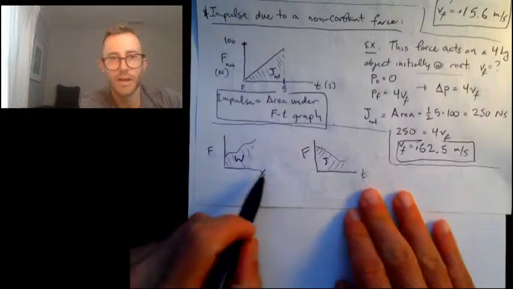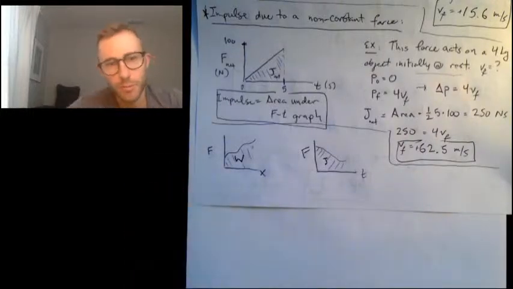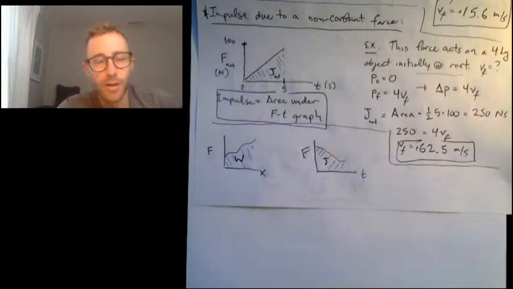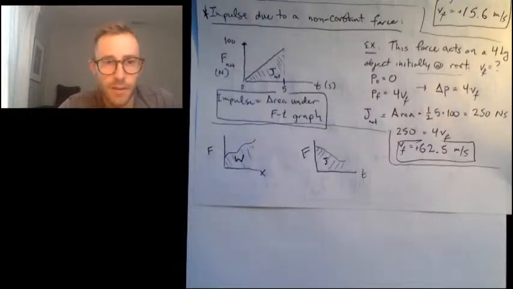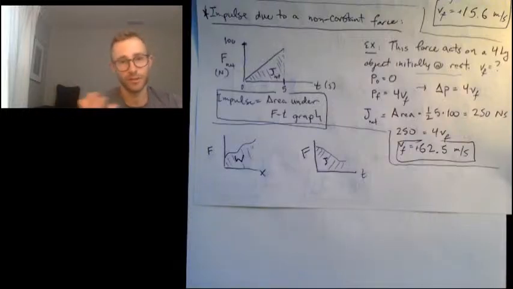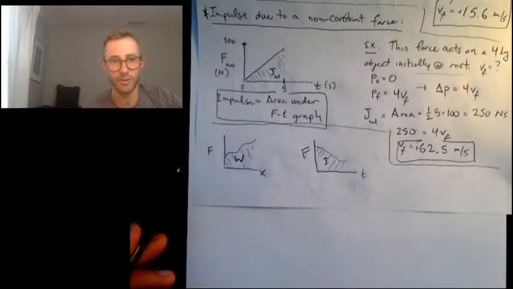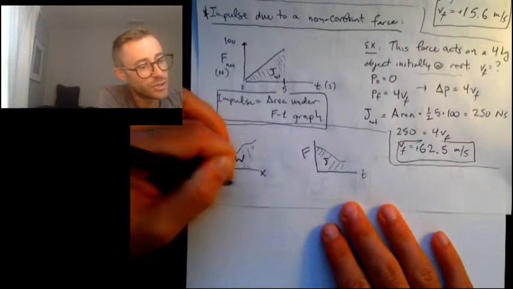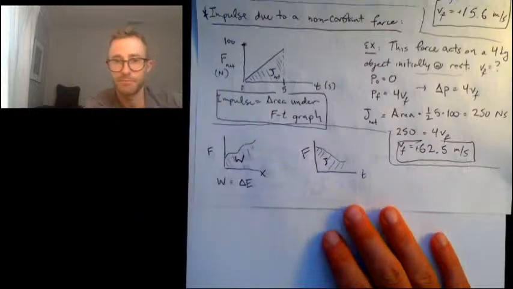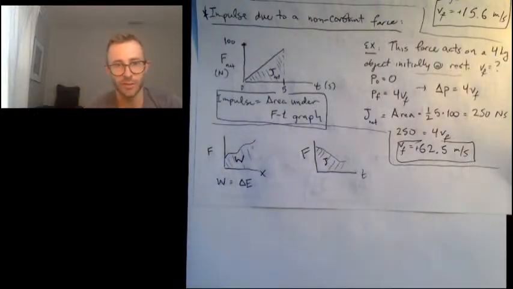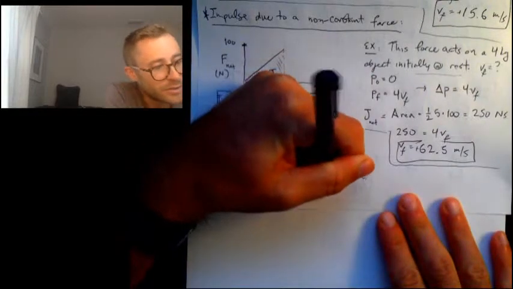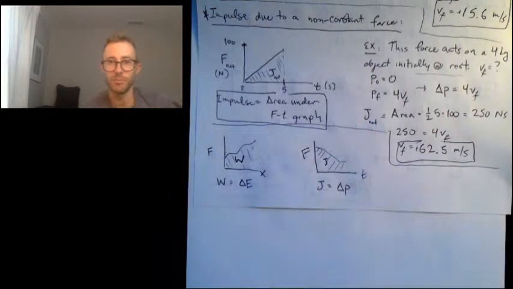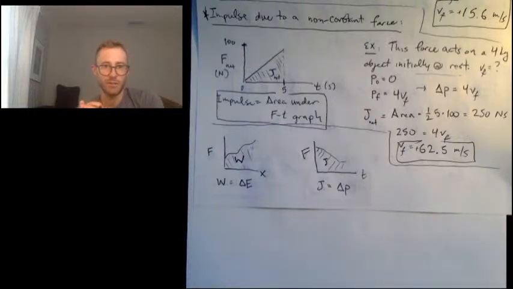This is the part where you might remember when I was talking about motion graphs, I said the most important part is to read the axes. This is one of the reasons why, because you can easily mix these up. Work is equal to the change in energy, so work is energy given to an object. Impulse is equal to the change in momentum, so impulse is momentum given to the object.